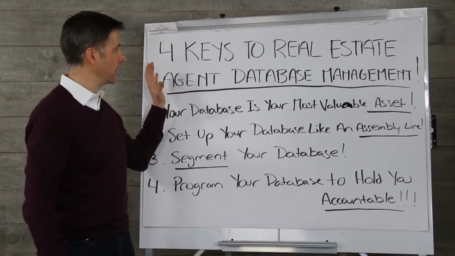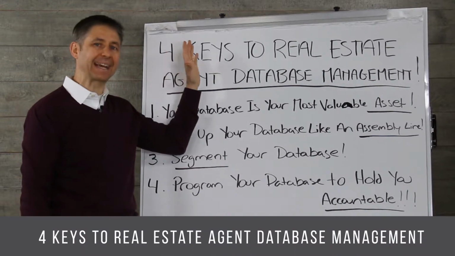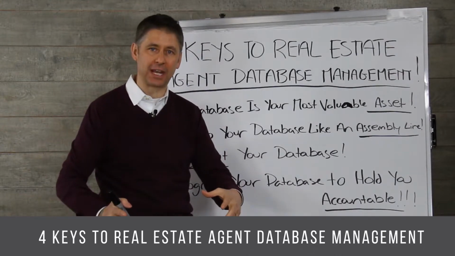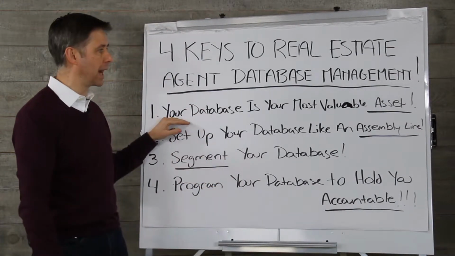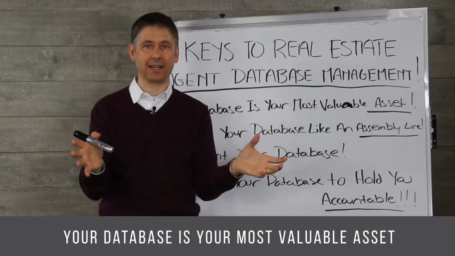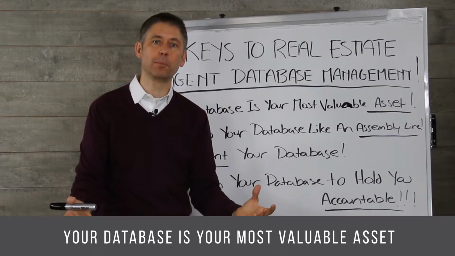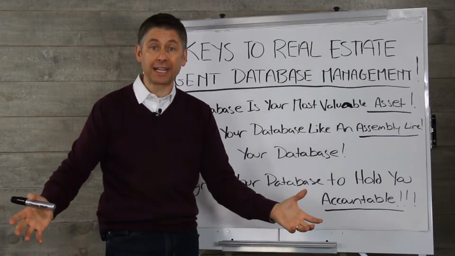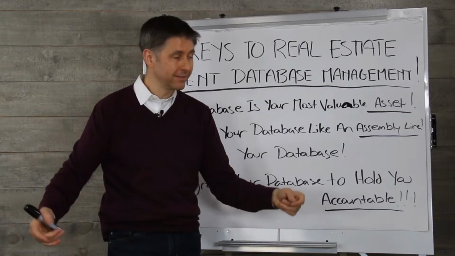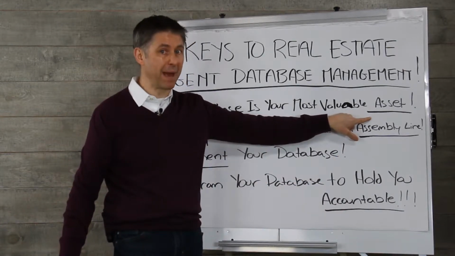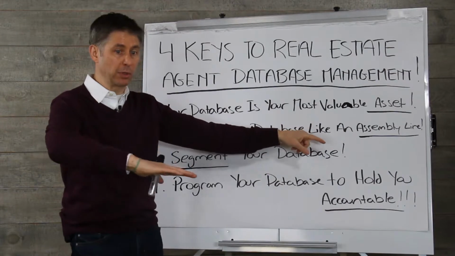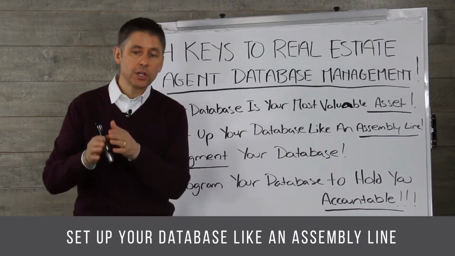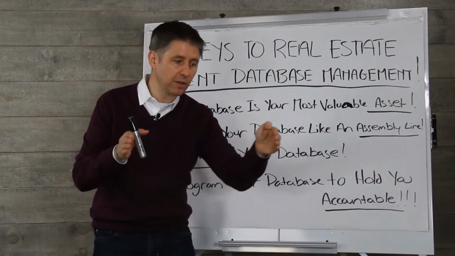So let's summarize. These are 4 mega keys to database management for any real estate agent or agency. Very critical components. Number 1, remember this is the asset. If I came to you and said, I'd love to buy your business, show me your database and how it's segmented and how it's set up. Does it look like an assembly line? Start with thinking that it is your best asset at the end game and will help you during the process too. Number 2 is set up your database like an assembly line so that you can see this linear progression of how things go.